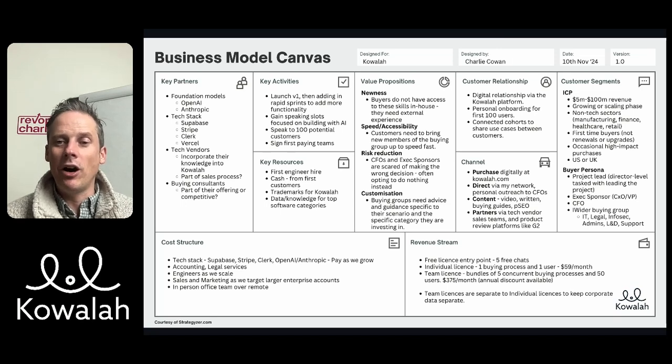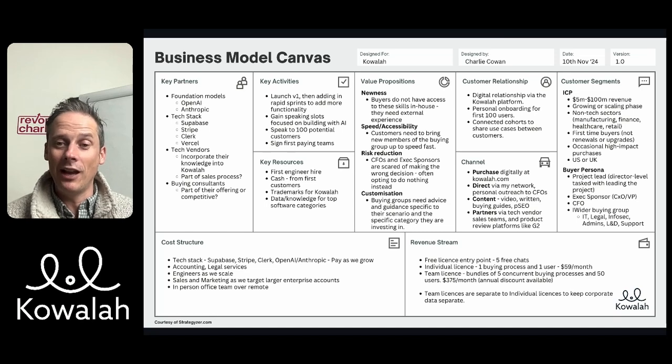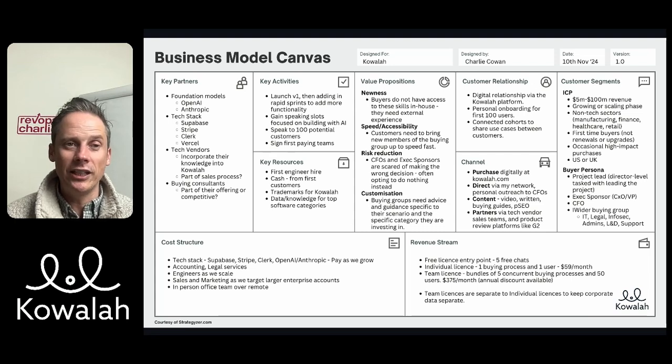And then finally, partners. So there are a lot of other people that are interested in people having a great buying process, and that is the salespeople at the vendors. So we'll be exploring relationships with technology vendor teams and maybe product review platforms like G2. If we can provide this amazing buying platform, then who else is interested in the people that are using that?